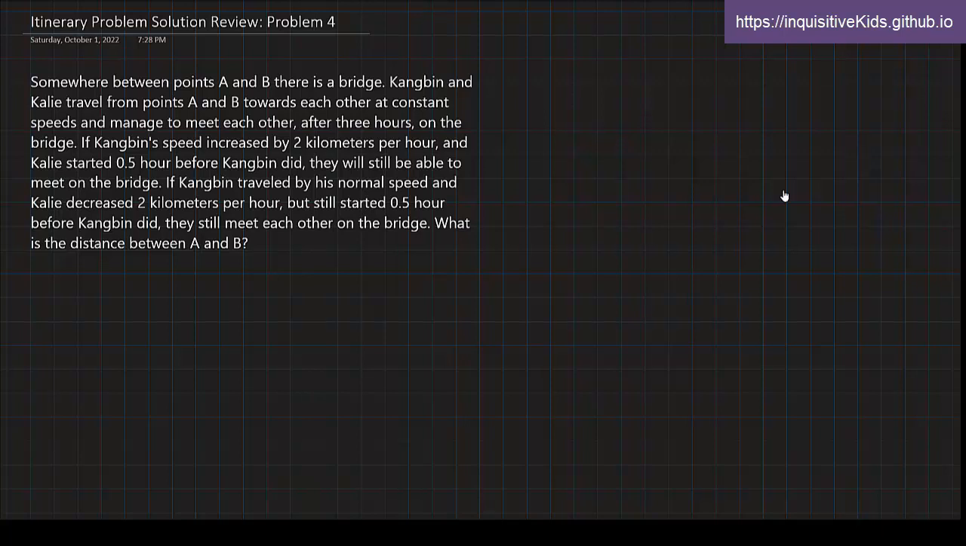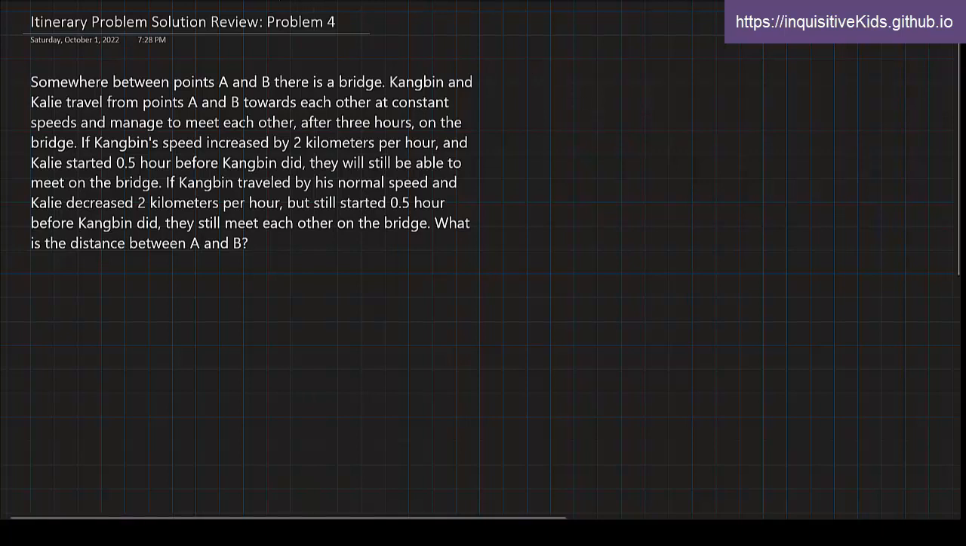Let's dive right into problem 4. Somewhere between points A and B there is a bridge. Kangbin and Kalie travel from points A and B towards each other at constant speeds and manage to meet each other after 3 hours on the bridge. If Kangbin's speed increased by 2 kilometers per hour and Kalie started 0.5 hour before Kangbin did, they will still be able to meet on the bridge.